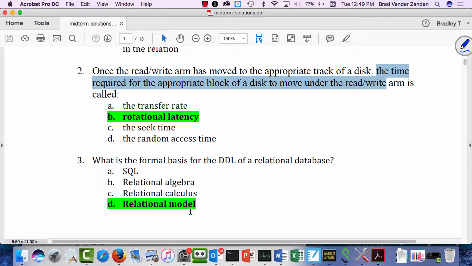A lot of you missed 3. The DDL is the relational model. Relational calculus is the formal basis for the DML. A lot of you circled relational calculus, but that's the formal basis for the DML.